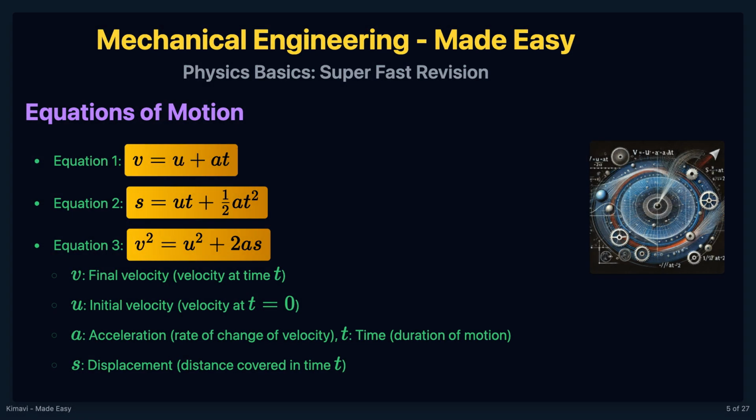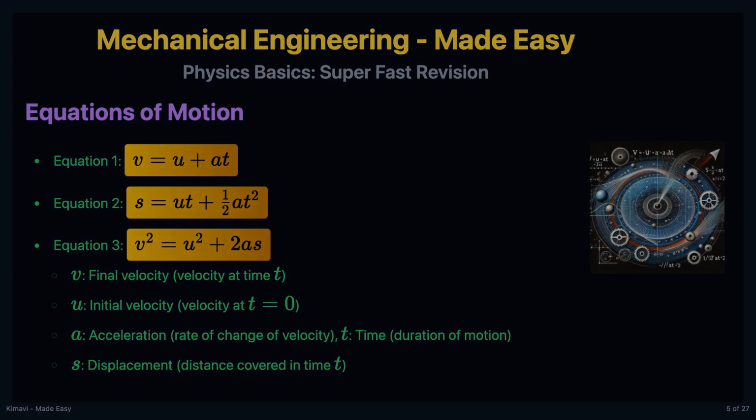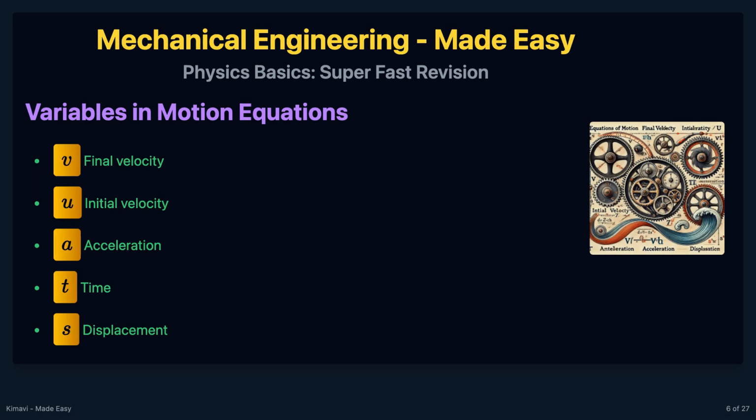The equations of motion for constant acceleration are v equals u plus at, s equals ut plus 1/2 at squared, and v squared equals u squared plus 2as. In these equations, v is the final velocity, u is the initial velocity, a is the acceleration, t is the time, and s is the displacement.